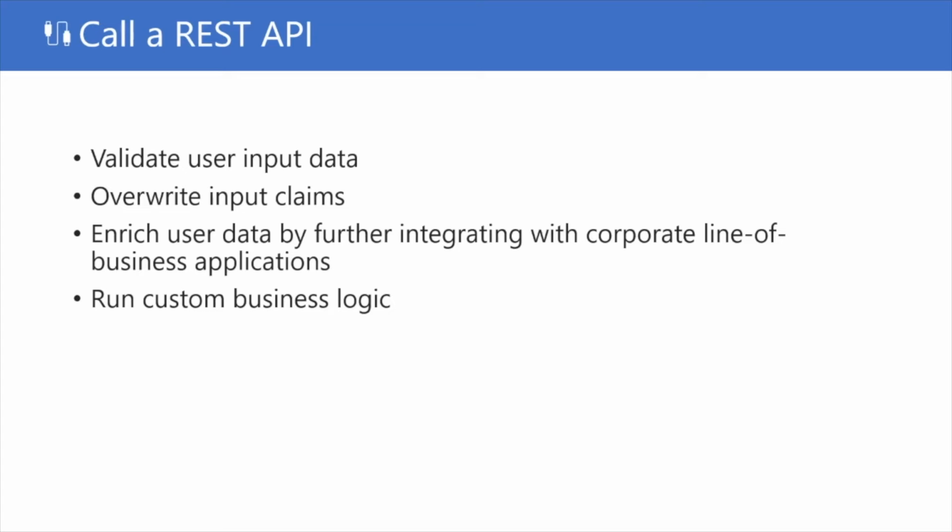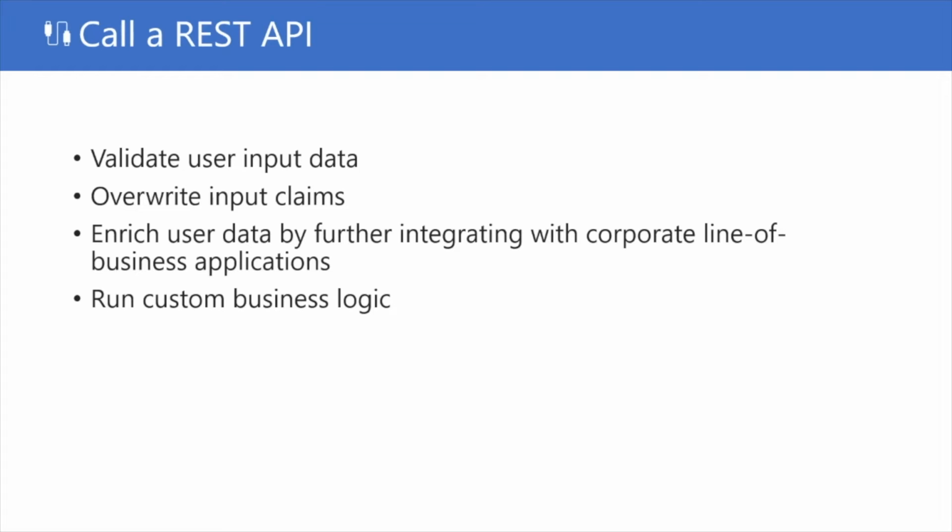Or you can enrich the user data by going out to corporate line of business applications. Given the user's email address, your REST service can go into our customer record database and pull the user's loyalty number out and return it back to Azure AD B2C. That can be stored in the Azure AD B2C account, or it can just be used in subsequent orchestration steps. And it can be returned in the eventual token that is returned from calling the policy.